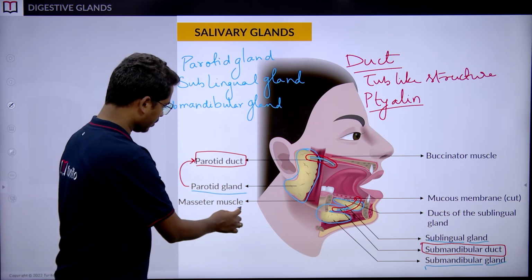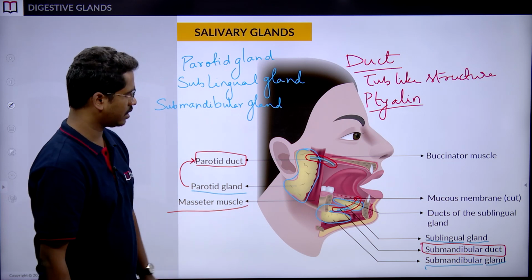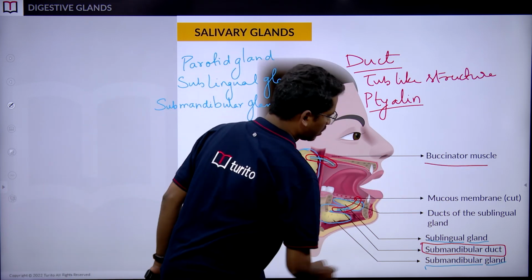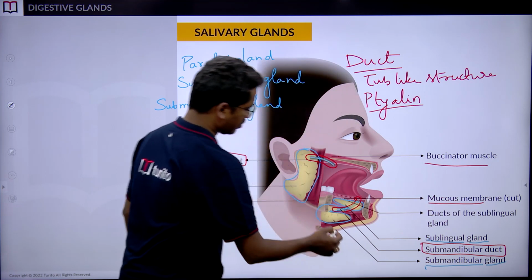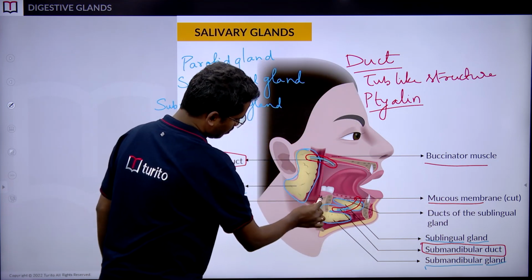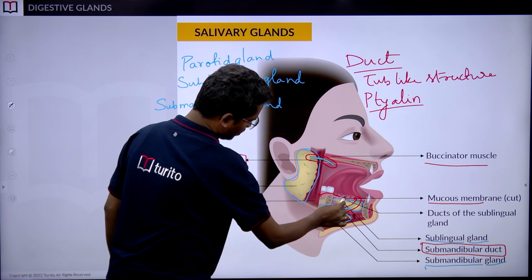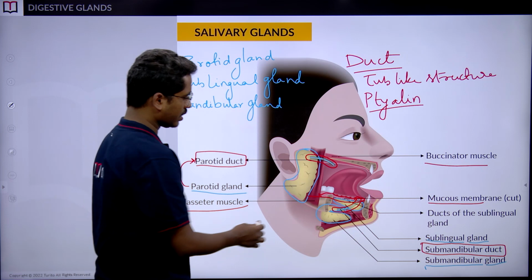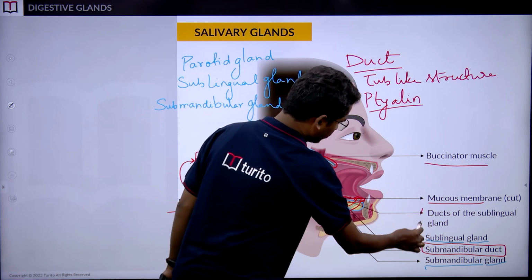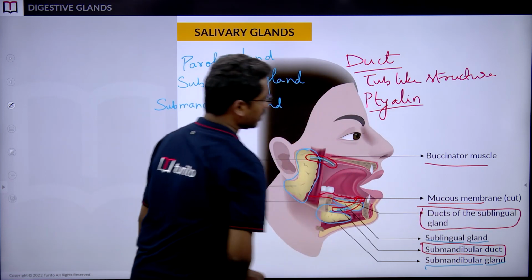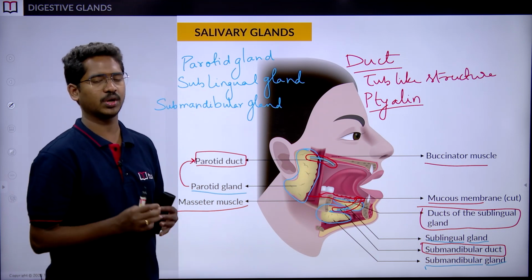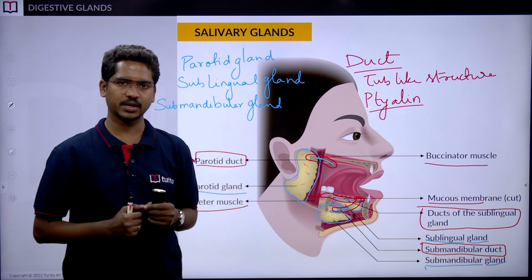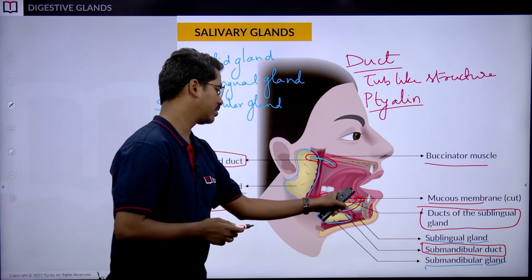Now, you see other muscles here: the masseter muscle, the buccinator muscle, there is a muscle given here. The mucous membrane is what is actually cut here. So, this particular membrane, if you observe carefully, is the mucous membrane. Now, the ducts of the sublingual gland are like this, clearly just under the tongue. The sublingual gland has multiple tube-like arrangements in order to release its secretions.